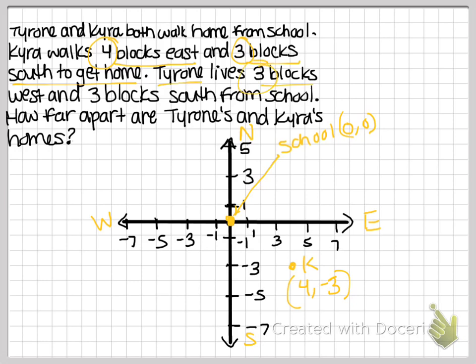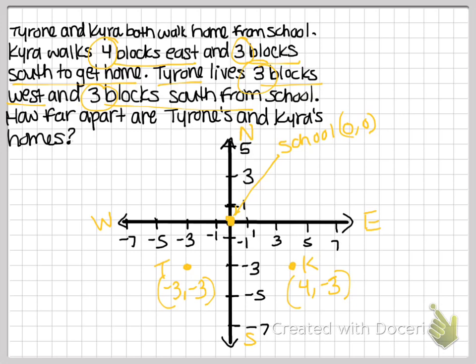Now let's look at Tyrone. Tyrone lives 3 blocks west and 3 blocks south from school. So 3 blocks west would be over to our left, and 3 blocks south would be going down 3. So here it is. It's negative 3, negative 3. And we'll make it a T for Tyrone.